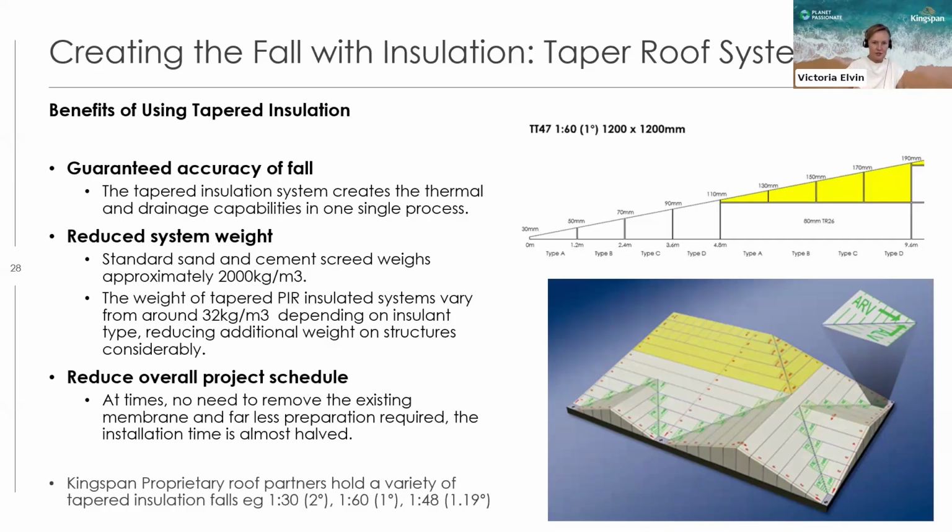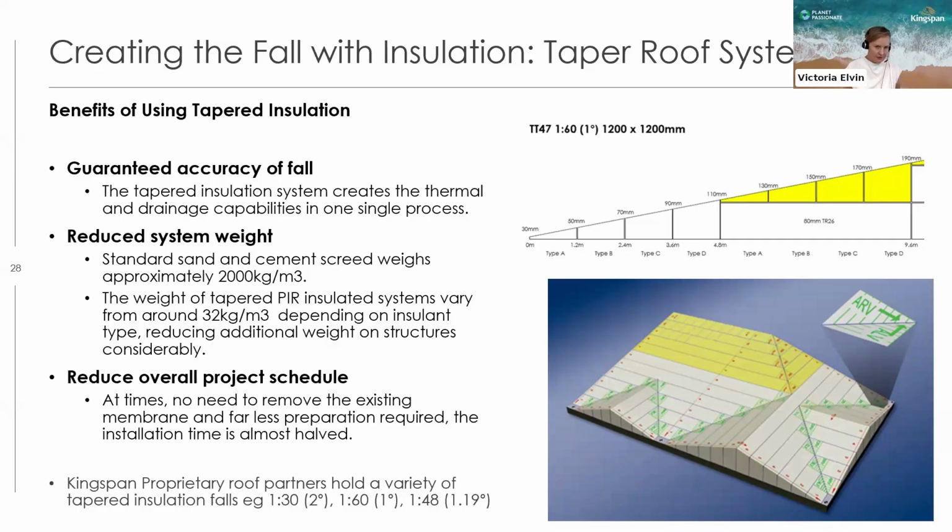And the diagram that you see on the top right, that's a 1 degree example. The first tapered board starts at 30 and rises 20 mils to 50. The next one goes 50 to 70, and then 70 to 90, and then 90 to 110, and then a packer board is put in and the system starts again. Kingspan will design those tapered systems for you using the fall that is required as part of the proprietary system.